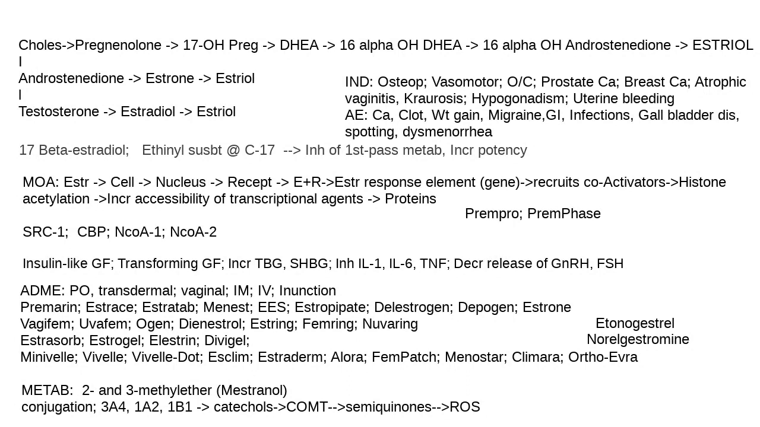And for vasomotor symptoms, you can use Prempro, you can use Premphase, you can use your Combi patch. That's also listed in your handout. Combi patch is estradiol plus norethindrone. Norethindrone is one of your major progestins.